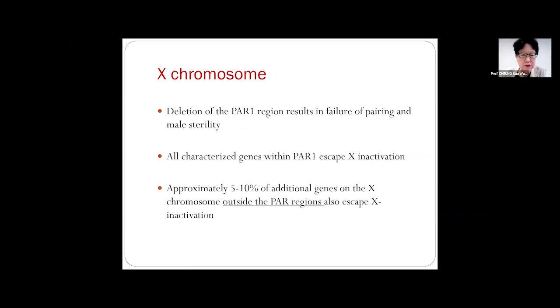Deletion of the PAR1 region on the X chromosome results in failure of pairing and male sterility. All characterized genes within PAR1 escape X inactivation. Approximately 5 to 10% of additional genes on the X chromosome outside of the PAR region also escape X inactivation.